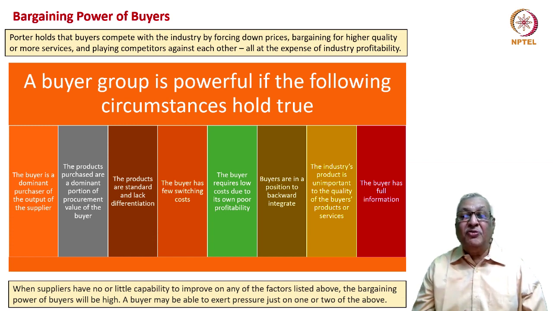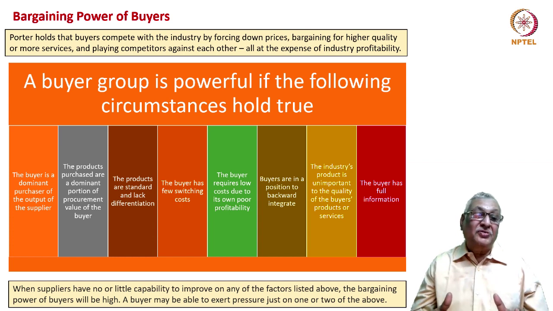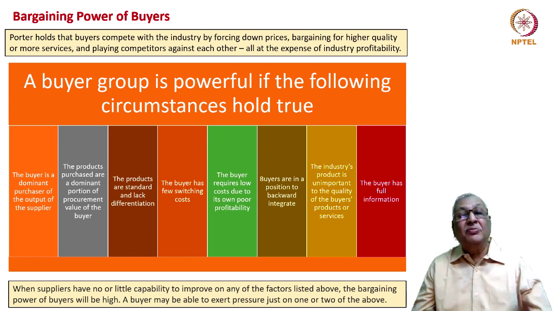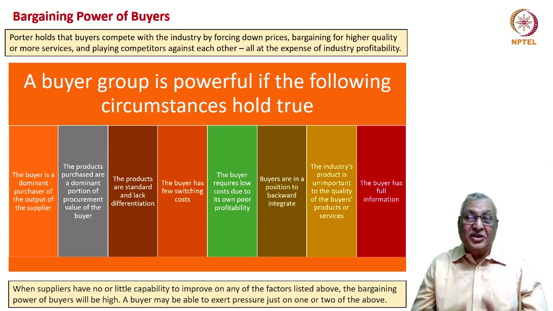A buyer group is powerful if the following circumstances hold true. If the buyer is the dominant purchaser of the output of the supplier. For an FMCG company, if the buyer keeps on buying the product on a regular basis for the family, then the buyer group is powerful. If the products that are purchased are a big percentage of the total purchase by the buyer, then also the buyer group is powerful. If the products on offer are standard and lack differentiation, therefore the buyer may choose to buy another product, then the buyer group becomes very powerful.